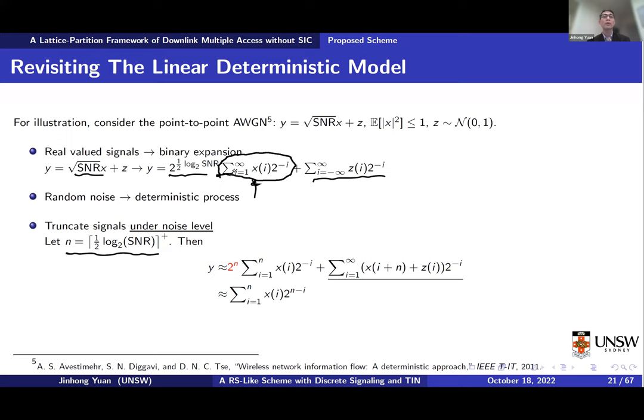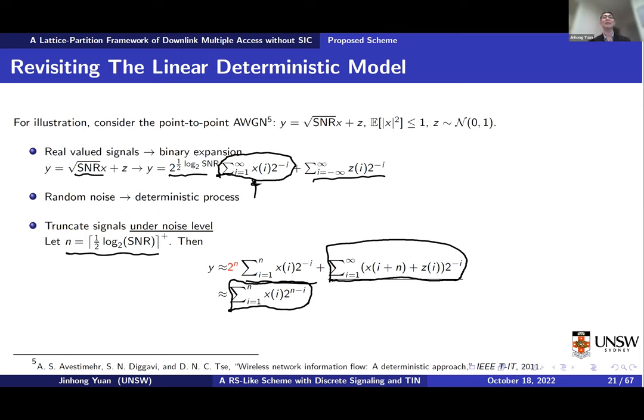At the end of the day, you can decompose your transmitter signal into the most significant bits, from the first bit to the Nth bit, and the less significant bits. Your less significant bits are at the same level as the noise, but your most significant bits are above the noise level. That means at the receiver side, we truncate the signal under the noise level. Anything below the noise, your signal is missing. So what you see at the receiver side is only N bits of your transmitter signal. Your N bits can be clearly seen above the noise level, so that's your capacity.